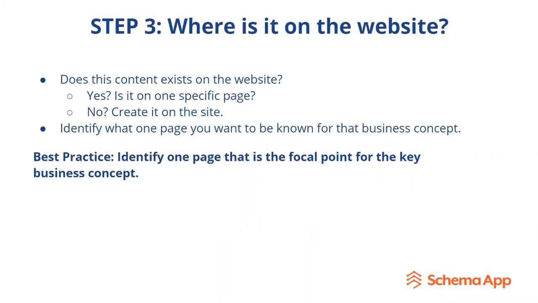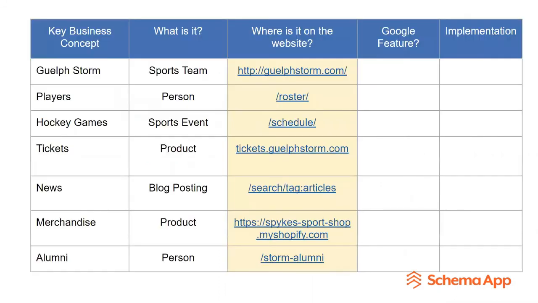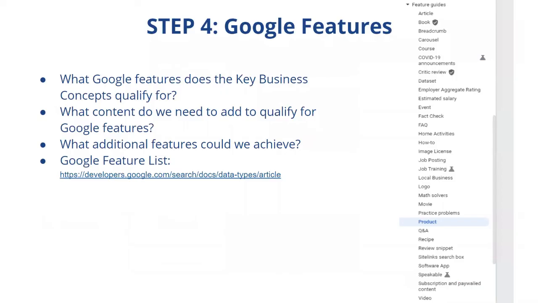But ideally, you can match a URL to every key business concept and call out exactly what that concept is in the schema.org vocabulary. That's probably the biggest, heaviest lift in developing your schema strategy, potentially going through your thousands of pages and identifying where the opportunity is and what it is. But in terms of the highest impact, we're going to want to match it with a Google feature.